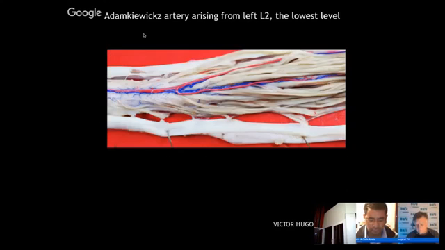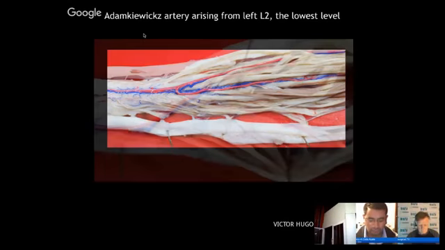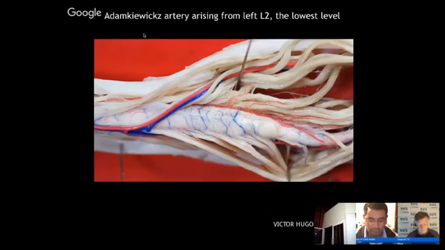The lowest level, as you can see in this picture, is arising from left L2. This artery was the lowest. Left L2, the lumbar 2 radicular nerve. This is a lateral view of this artery. We are displacing the nerve roots, and you can see in this picture the posterior spinal artery.